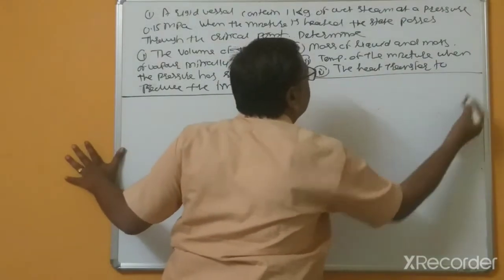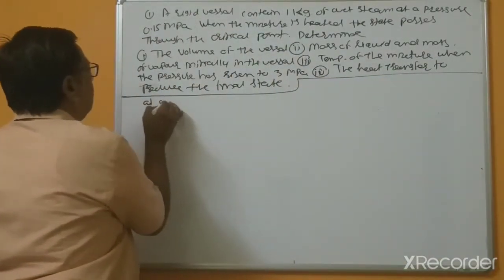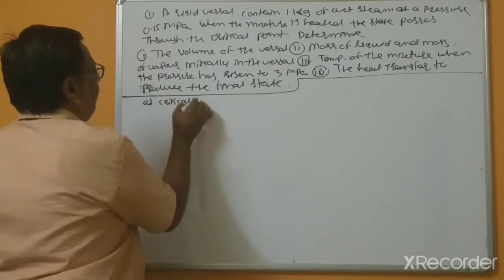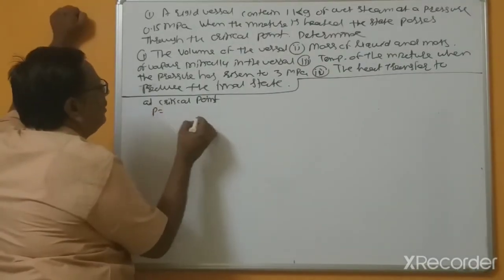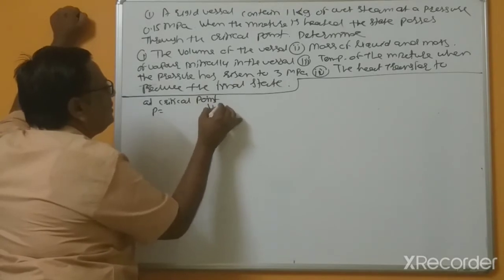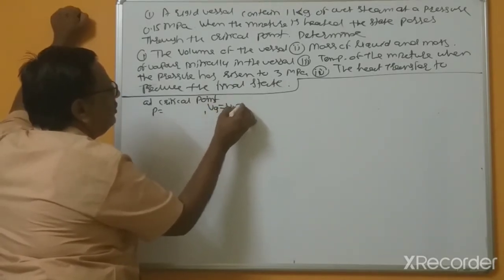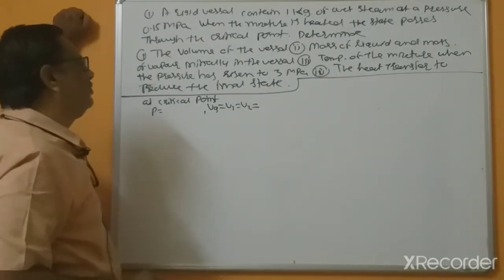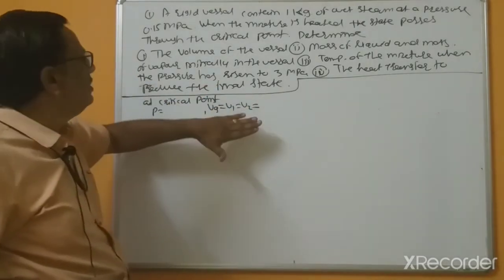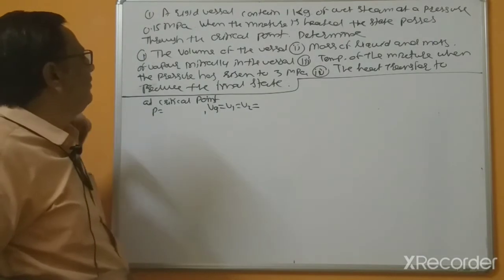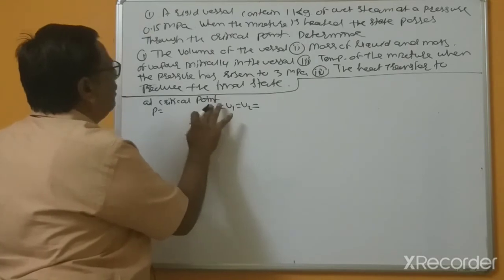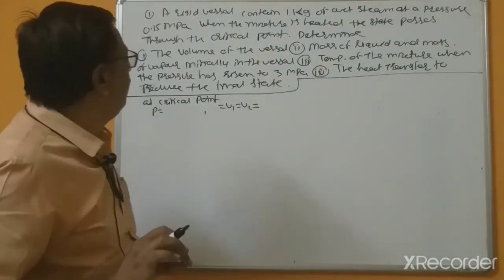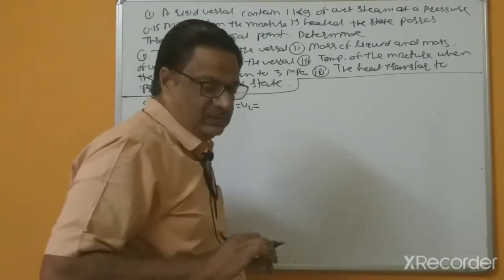So first, at the critical point, pressure equals, and this is equal to V1 equals V2, because the initial volume and final volume are the same. You can consider only V1 equal to V2.